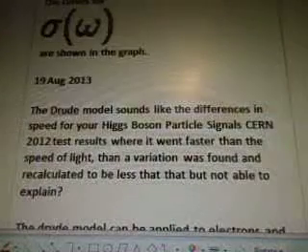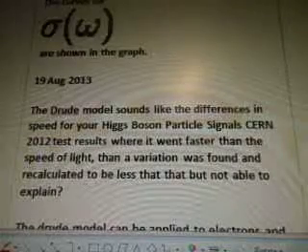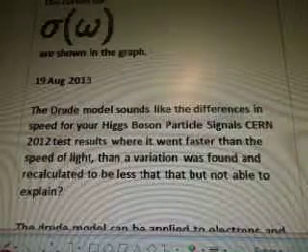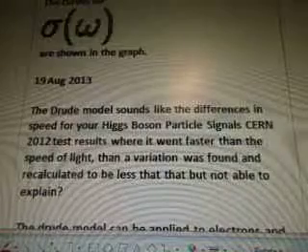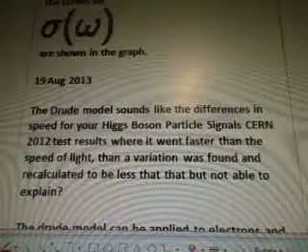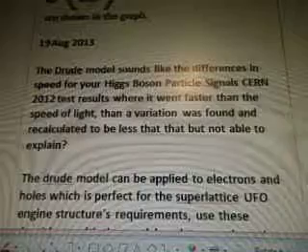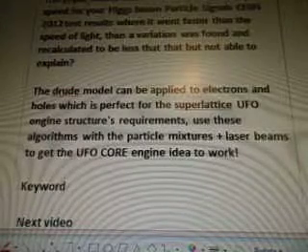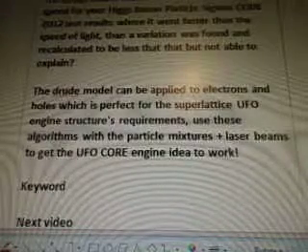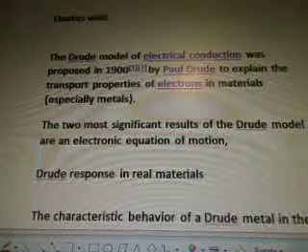August 19th. The Drude model sounds like the differences in speed for your Higgs boson particle signal CERN 2012 test results, where it went faster than the speed of light. Then a variation was found and recalculated to be less than that, but not able to explain. The Drude model can be applied to electrons and holes, which is perfect for the superlattice UFO engine structure's requirements. Use these algorithms with the particle mixtures and laser beams to get the UFO engine idea to work. And I missed something, so we're still looking at the Drude model.